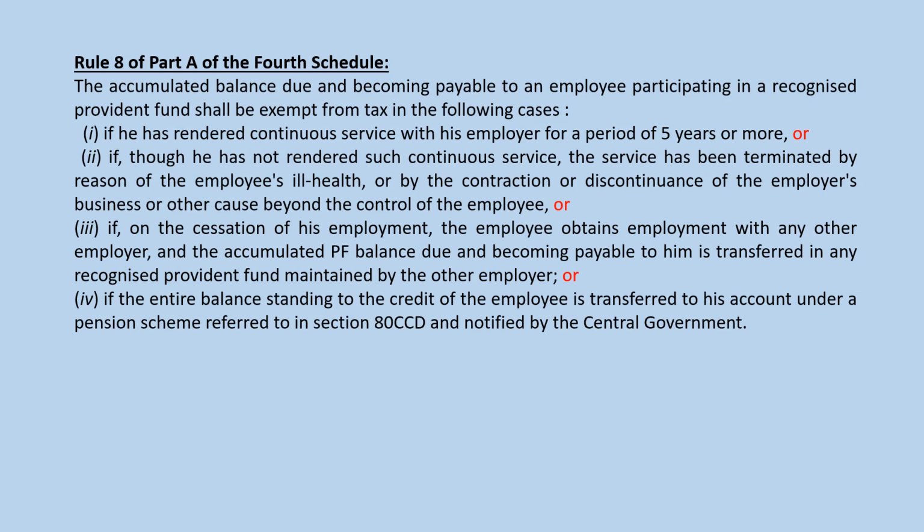Or third, if on the cessation of his employment, the employee obtains employment with any other employer and the accumulated PF balance due and becoming payable to him is transferred to any recognized provident fund maintained by the other employer. This I will explain with the help of an example. Or fourth, if the entire balance standing to the credit of the employee is transferred to his account under a pension scheme referred to in section 80CCD and notified by the central government.